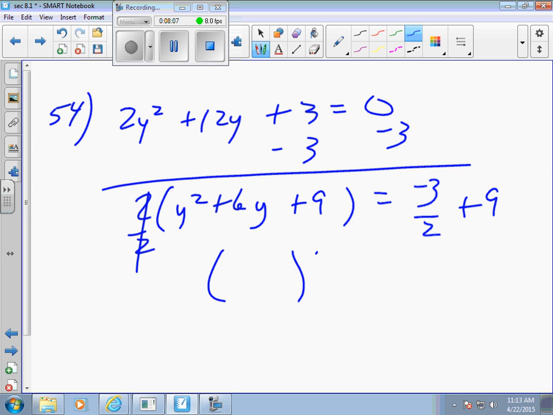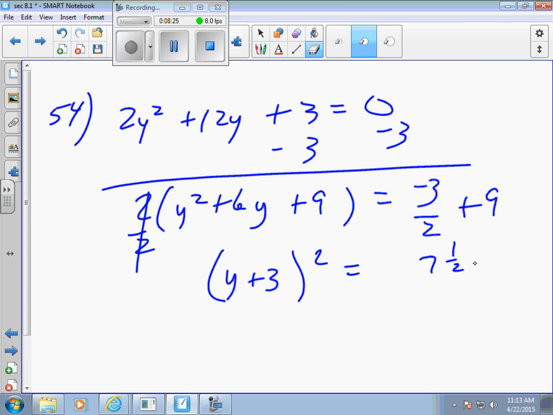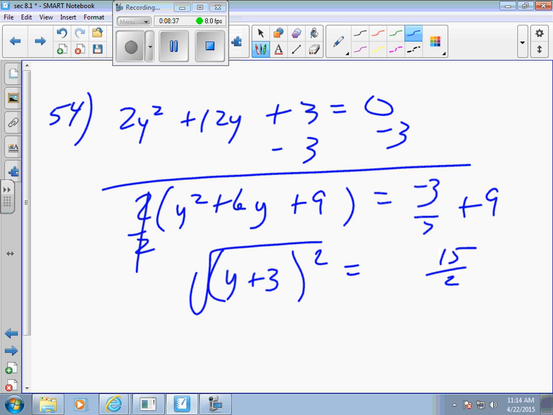Then I'm going to write this as a binomial squared, square root of the first term, square root of the last term, sign in front of the middle term. And on this side, I get 7.5. Most of the time, we want to write it as an improper fraction. Remember, your calculator with the F to D function will do that. But if not, we can take 7 times 2 is 14, plus the 1 on top gives me 15/2. Then we can square root, I get y plus 3 equals plus or minus the square root of 15 over the square root of 2.